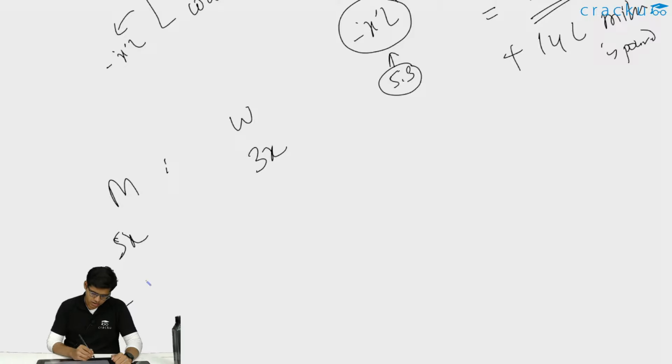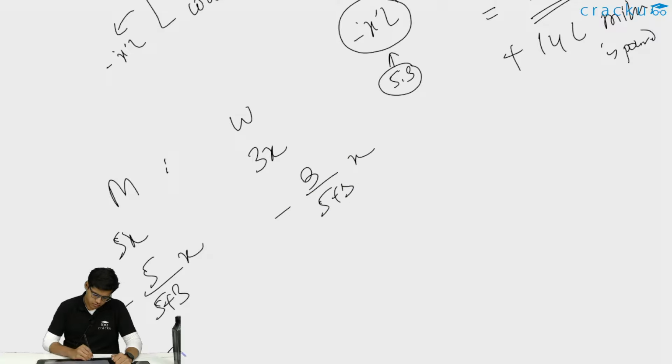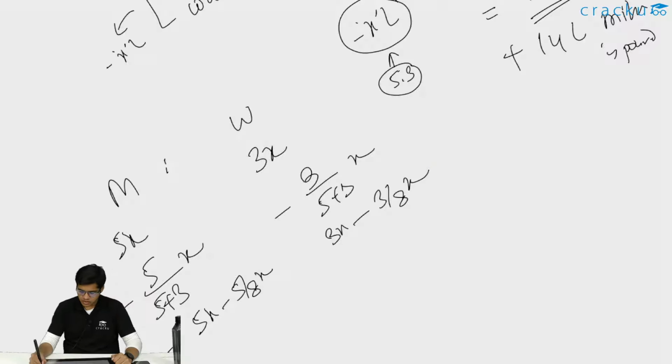How much milk has been taken out? Amount of milk taken out would be 5 by (5 plus 3) x. Amount of water taken out would be 3 by (5 plus 3) x. So it is 5x minus 5 by 8 x, and it is 3x minus 3 by 8 x, right?